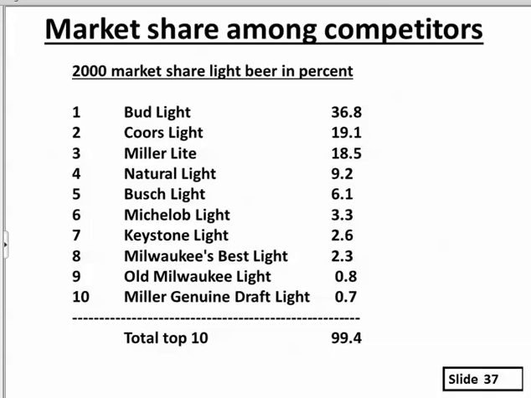So each one sells so much of the marketplace. And if you look at Bud Light at the top, it's got the lion's share. It's got over 36%, almost 37% of the marketplace, compared to Miller Genuine Draft Light, which only has less than 1% of the marketplace. So it lets you know how competitors stack up in that array of that particular product. So the same thing can be found out for almost any industry.